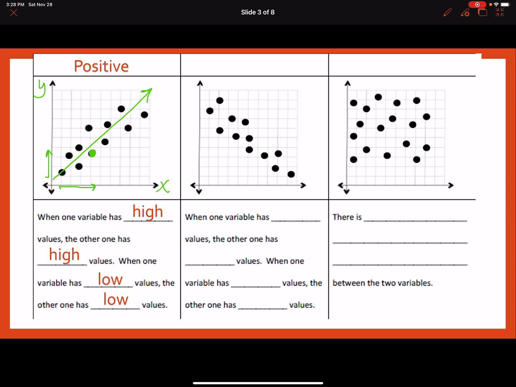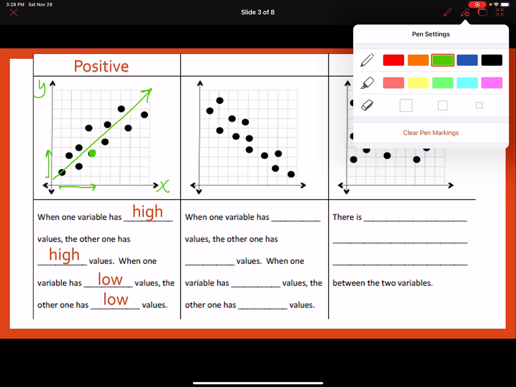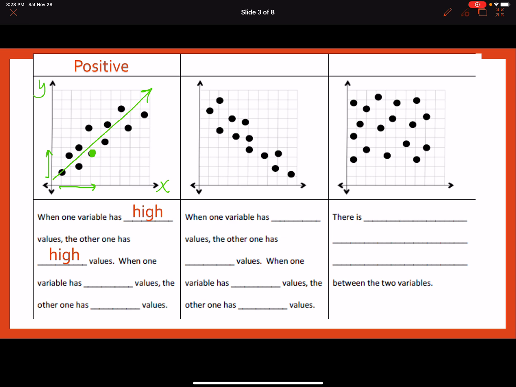Okay, let's look at the one in the middle, and you can kind of see that there's a trend going on here. There's a line, and you notice that it is decreasing this time. So as x is increasing, y is decreasing. We are going to say that that's a negative correlation, and that happens when one variable has high values, the other variable has low values. So as our x is increasing, our y is decreasing. When one variable has a low value, the other has a high value.